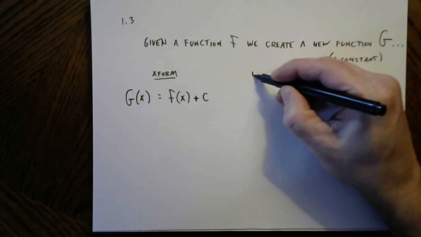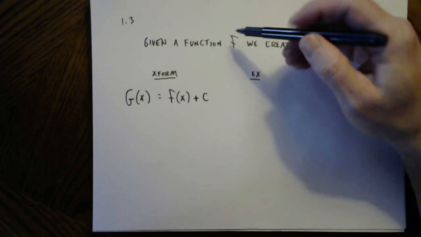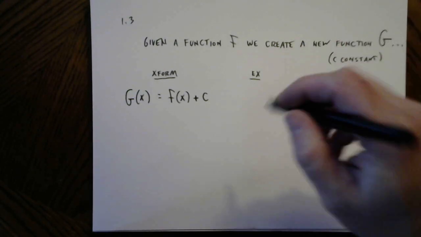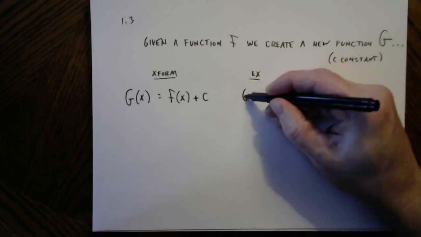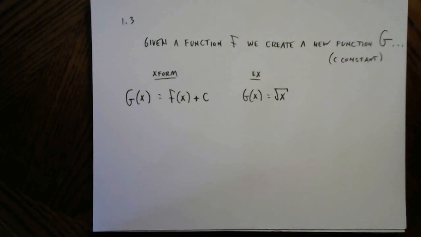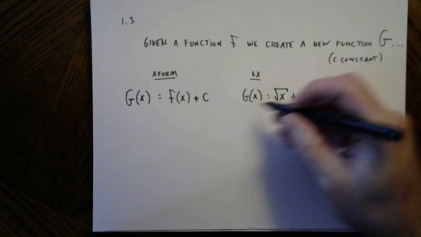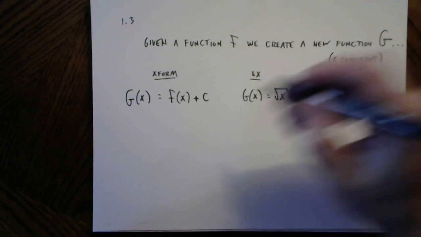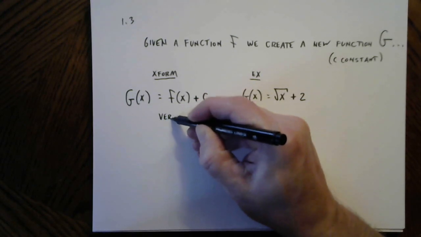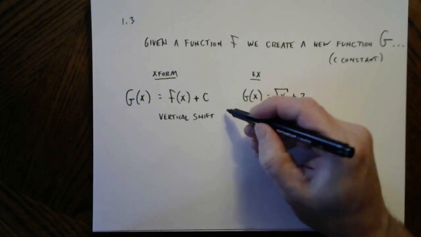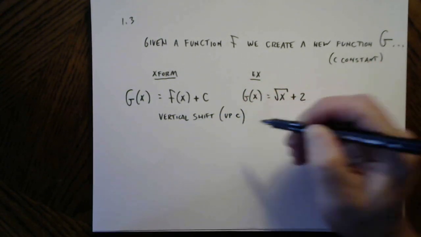Okay, for the example I think I'll use the same essential function for all of these. I'm going to use the root function. So g of x is going to be the old function plus, I might pick whatever I want, 2. So what kind of a transformation is this? This is what we call a vertical shift. And specifically, this is up C units.